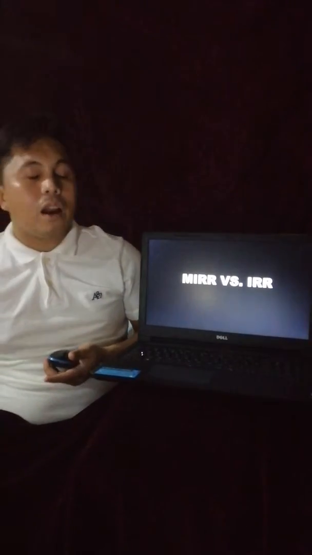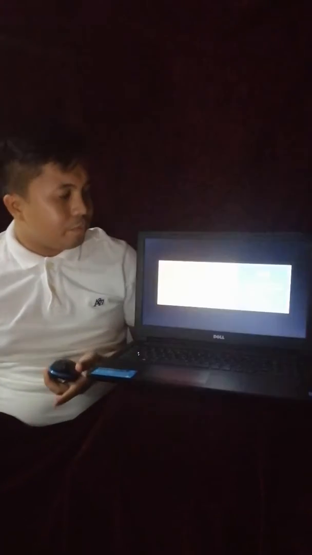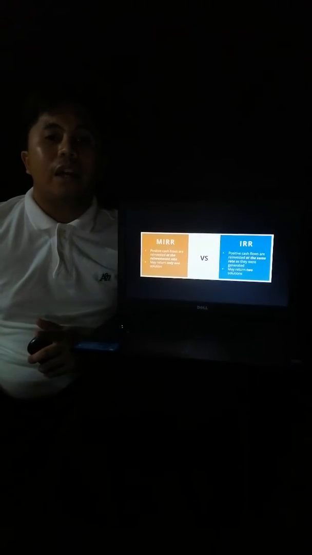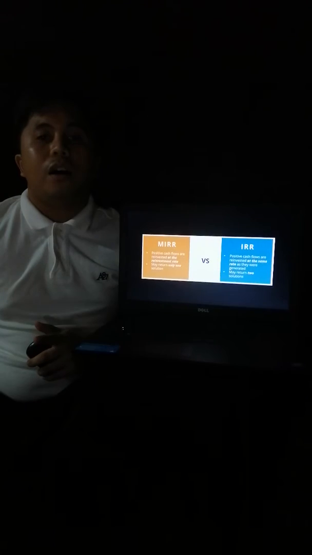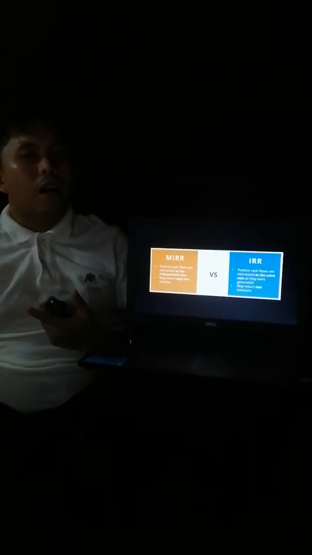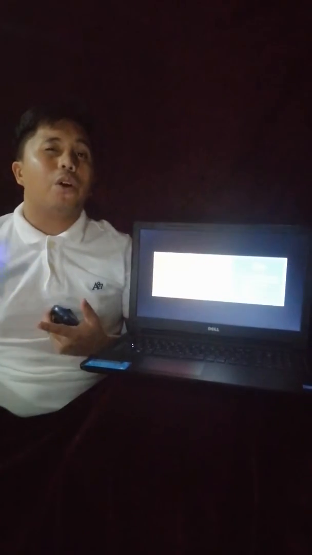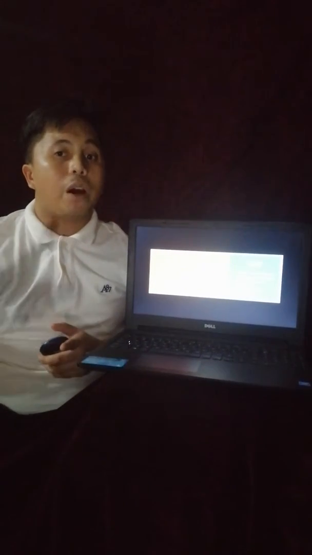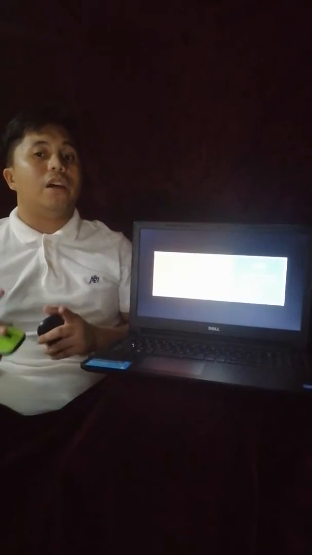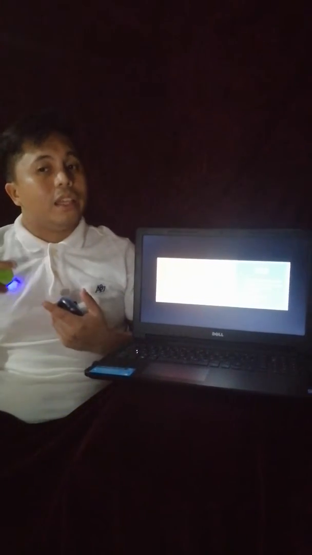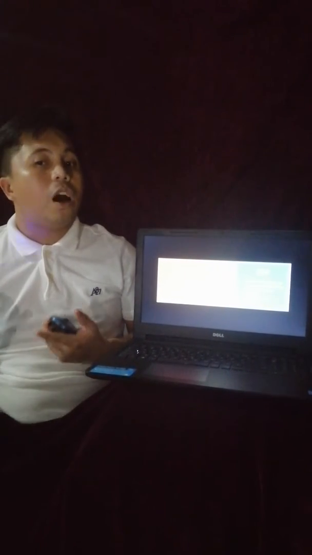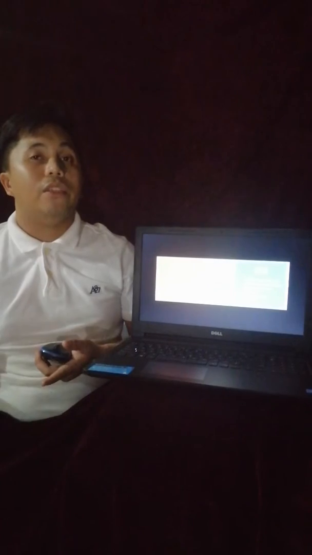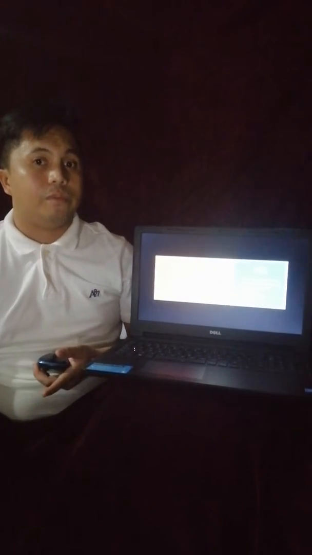So for MIRR versus IRR, the modified internal rate of return provides a more realistic picture of the return on the investment project relative to the standard IRR. So the MIRR is commonly lower than the internal rate of return.